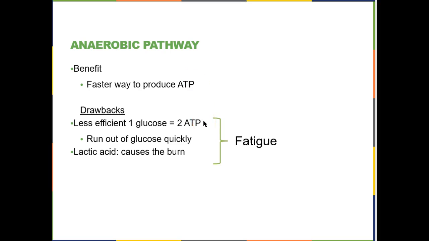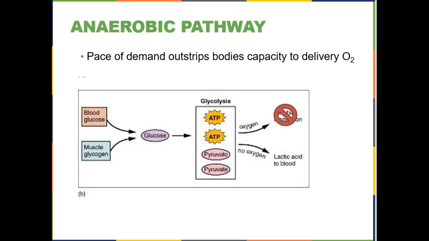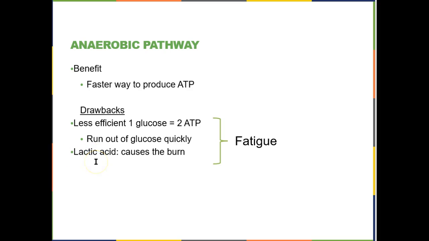The drawbacks are that, one, it's less efficient. Each glucose only yields 2 ATP, so you're going to run out of glucose quickly, which would cause fatigue. Two, that pyruvate here gets turned into lactic acid. The lactic acid builds up in the muscle. That causes the burn and the discomfort, which also leads to fatigue. So you can't employ your anaerobic pathway as long as you can your aerobic pathway.